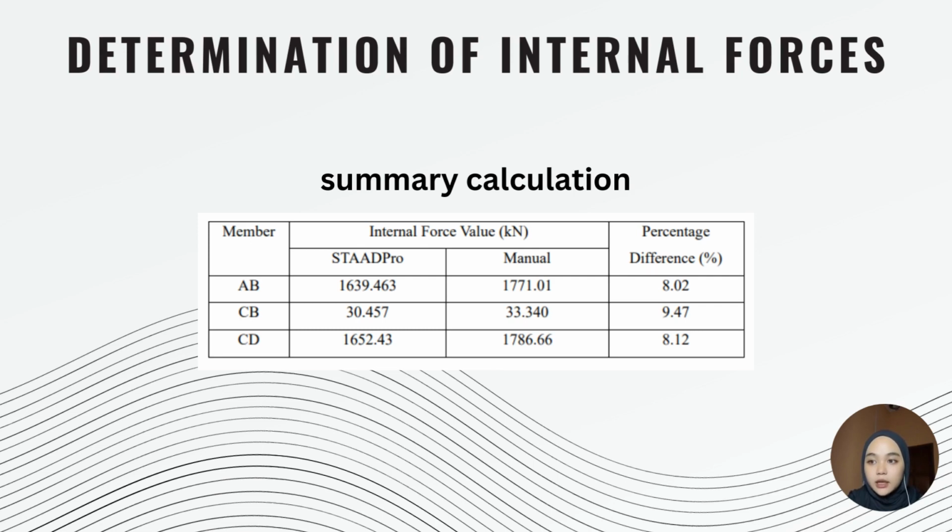Other than that, the summary calculation also shows that members AB and CB are tension members and CD is a compression member.